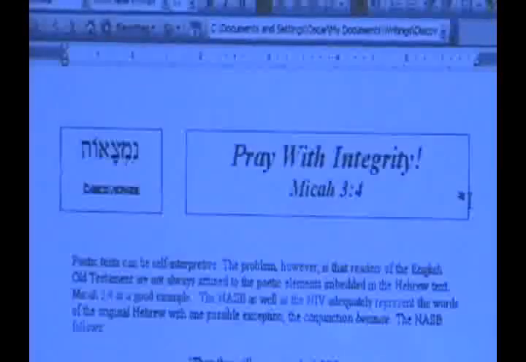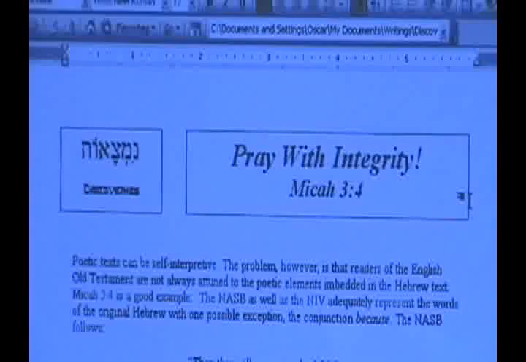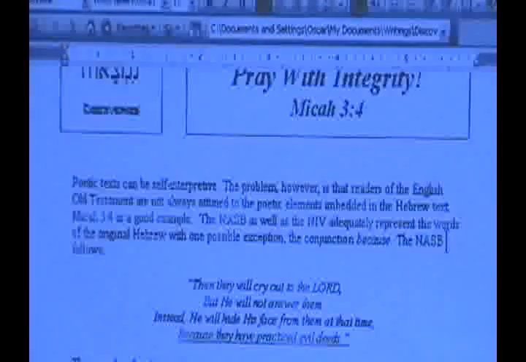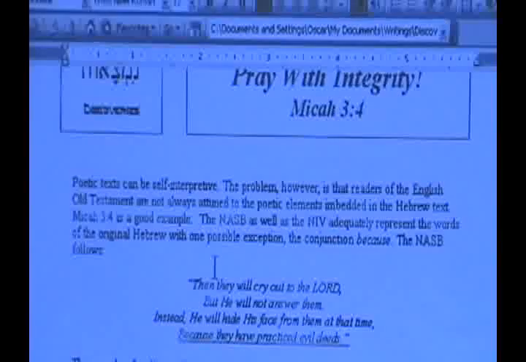There's an example. Later on in the book, I think I have this one in there for you. Okay, I'm not sure exactly which it was, but look at this one. Poetic texts can be self-interpreted. In fact, more often than not, they are. And the problem is that readers in the Old Testament are not always attuned to the poetic elements. Micah 3:4, a good example here.